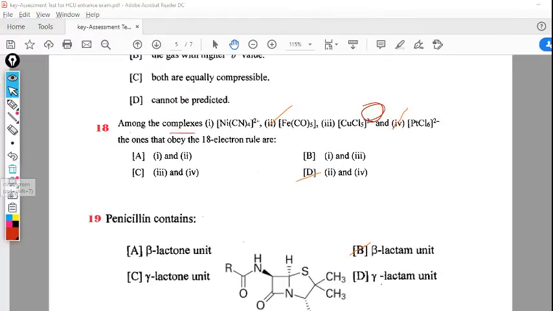So this is from coordination chemistry. You are all able to do this based on the 18 electron rule. As I have done, it is going to give 2 and 4. If you got any other option, let me know, we will discuss it. Okay, next.